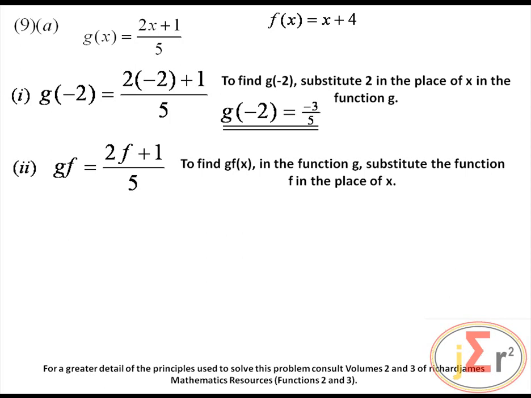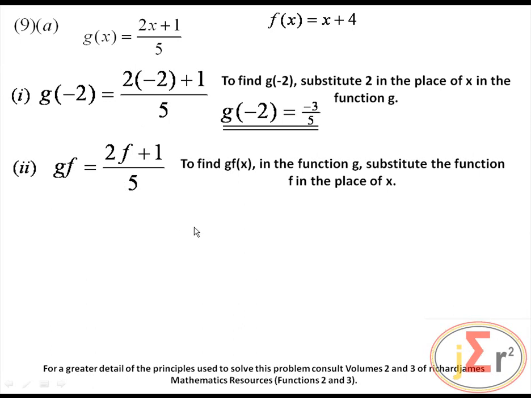So we start off by saying g of f. We say g of x is equal to 2x plus 1 over 5. So g of f is 2f plus 1 over 5, and that is what we have right here.